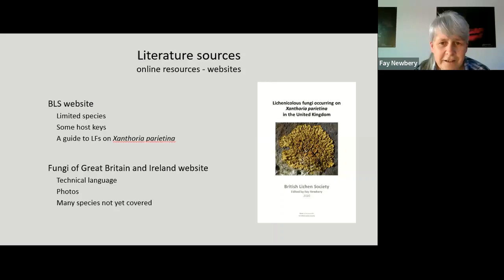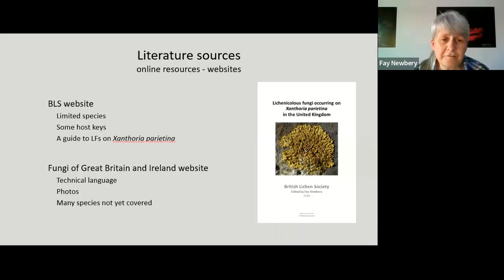So there's a guide to Lichenicolous fungi occurring on Xanthoria parietina in the UK. This is now out of date. It's got that problem with describing the host pycnidia as black, which I need to correct. And it's now lacking 2, maybe 3 species that we've since found. The guide was written in 2020, and in 3 years we found 3 more, I think it is, which need to be added. But you've got that approachability of language there as the advantage.